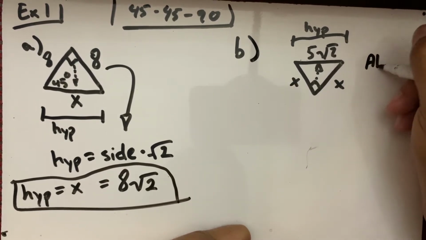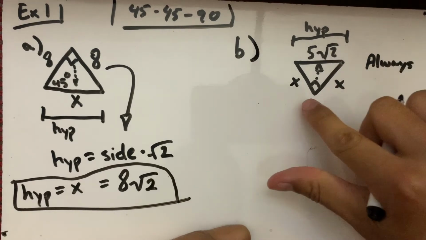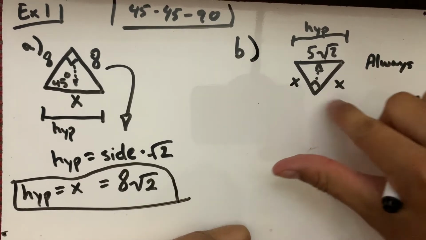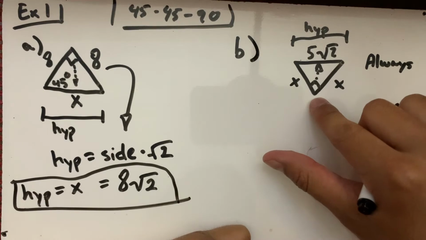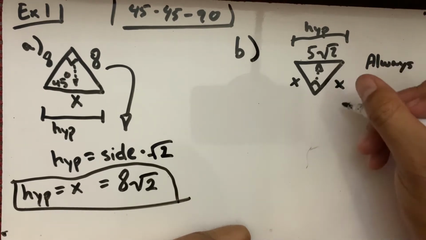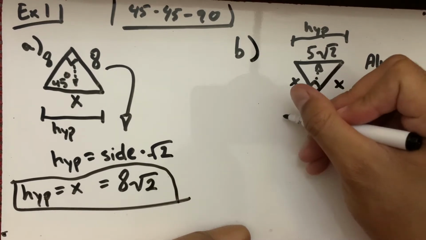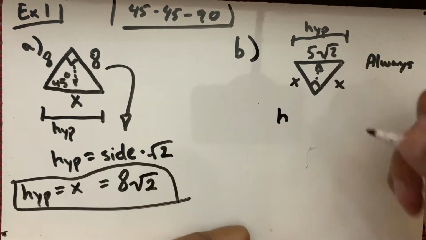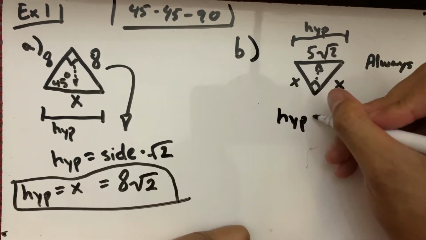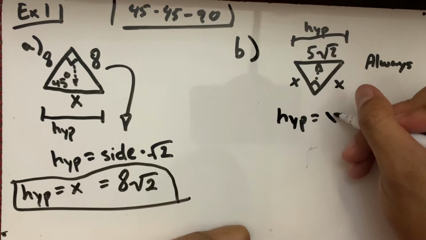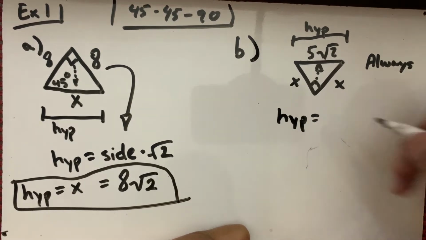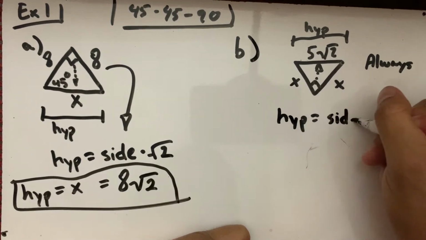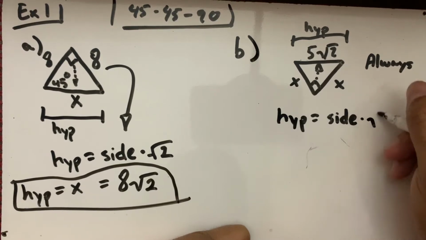So always, if the side lengths are the same, plus it's a right triangle. All right. Now we know, like we said over here, hypotenuse is equal to the side. I'll put side. Side times the square root of 2.